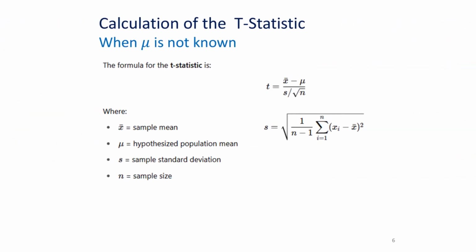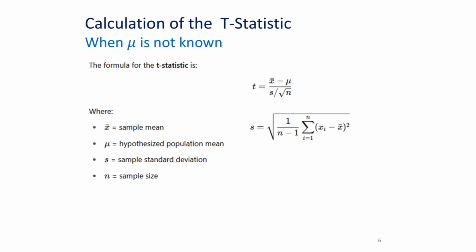When neither the population mean, mu, nor the population standard deviation, sigma, is known, we rely entirely on sample data for estimation. In this case, we estimate mu using the sample mean, x bar. We estimate sigma using the sample standard deviation, s. We use the t-distribution for inference. The t-statistic is calculated as shown above.